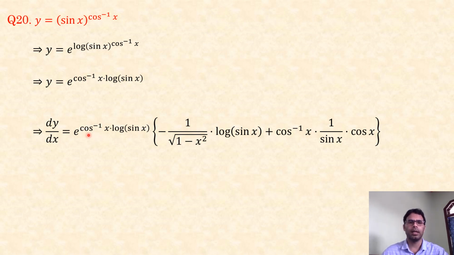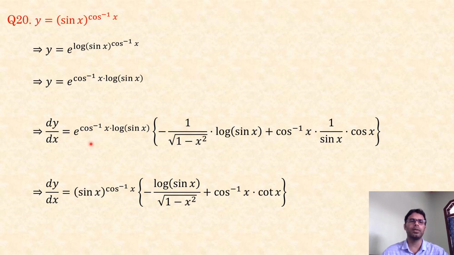Okay, then what is the term? This term was nothing but this term, and that is simply sin x to the power cos inverse x. So in place of this one you should write sin x to the power cos inverse x. So dy/dx is equal to sin x to the power cos inverse x, and here minus is remaining same, log sin x divided by root over this, plus cos inverse x is same, and cos x by sin x is simply cot x, and that is the solution for the question.